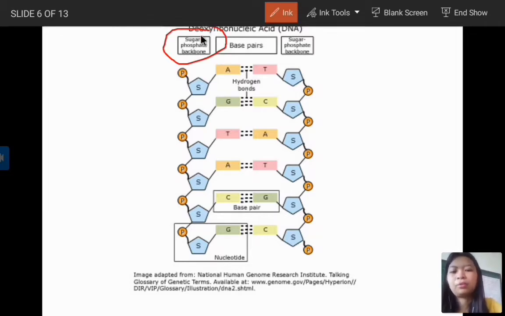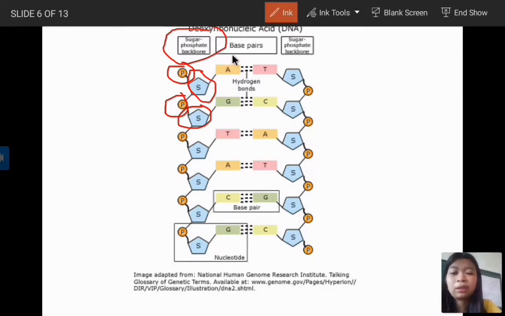For the backbone, kaya nga siya sugar and phosphate because it contains alternating phosphate and sugar. Kanina nabanggit ko that this sugar is deoxyribose and also a pentose. Yung naalala nyo sa organic chemistry, kaya siya naging ganito. This is a cyclic structure. It contains 5 carbons. So, this is also known as pentose, yung sugar niya. Okay, so again, alternating phosphate and sugar make up the sugar-phosphate backbone.